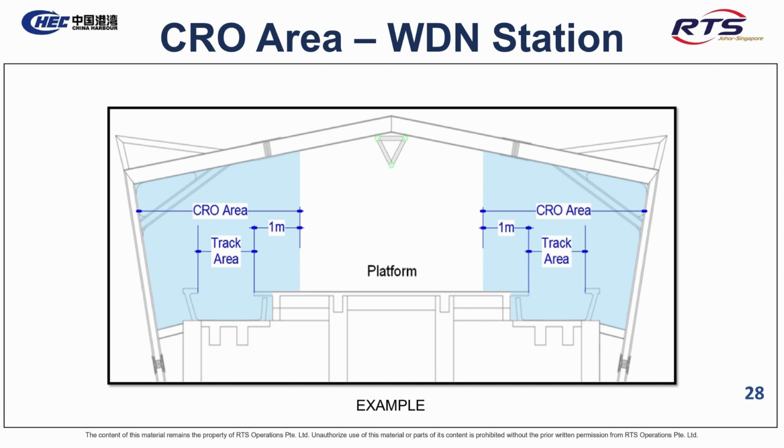Slide 28, CRO Area, WDN Station. This example shows the CRO area at WDN Station. It includes the track area and extends 1 meter beyond each side from the platform edge.